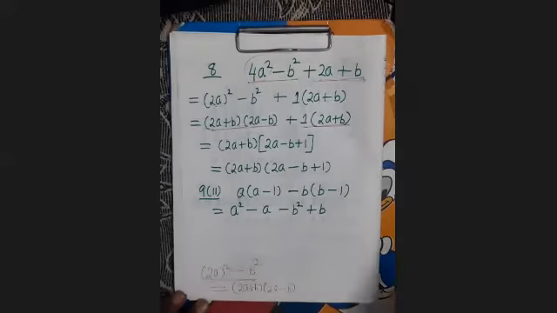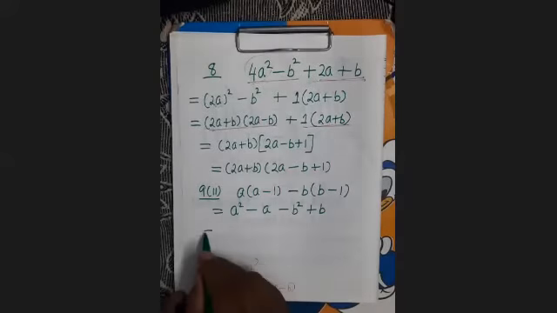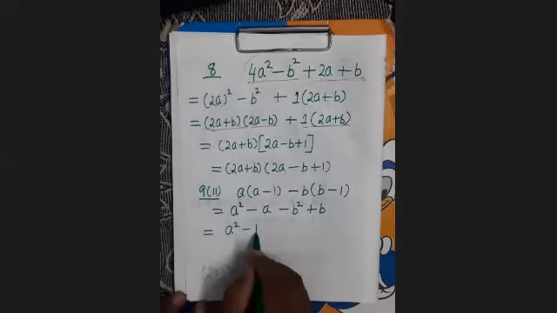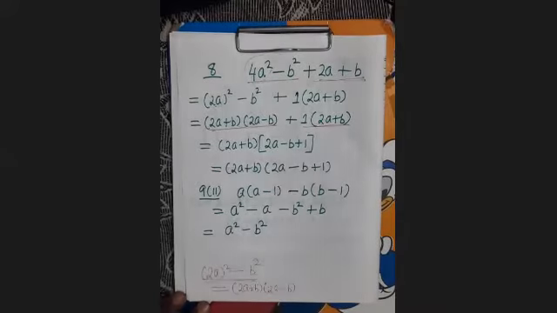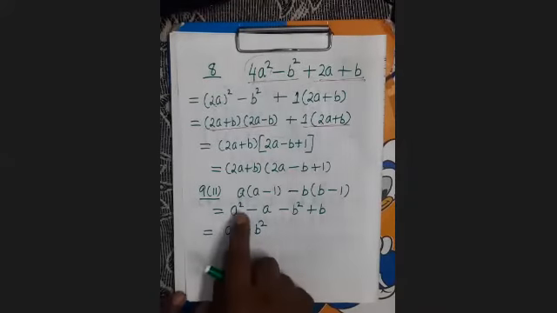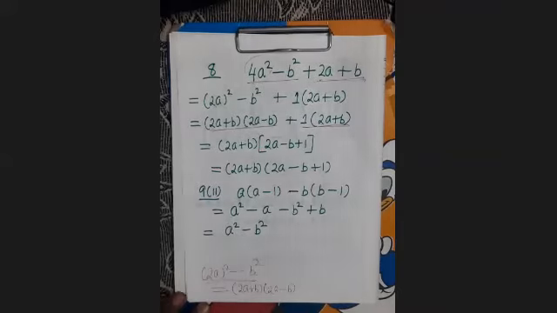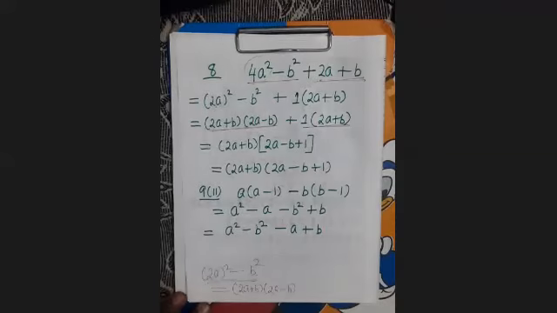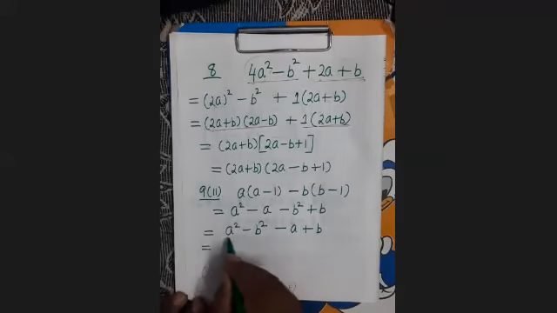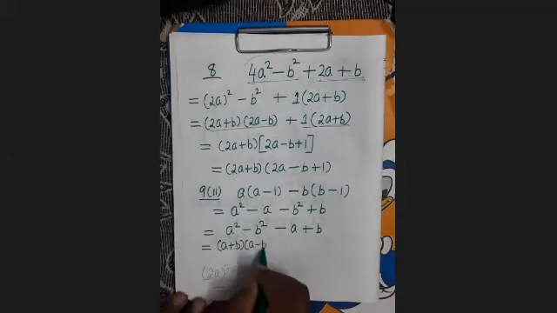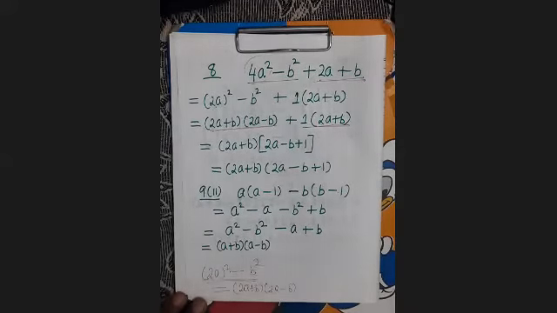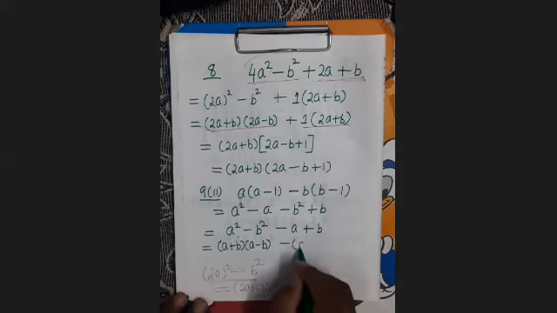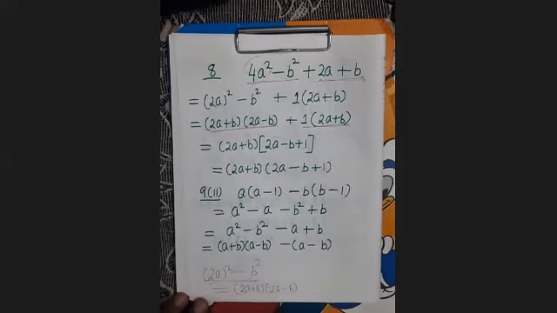It's clear? So now you can see here. This can be written as a square minus b square. You rearrange the terms. A square minus b square you write together, and then minus a plus b. What will you write? A square minus b square is a plus b into a minus b. When you take out minus common, what will you get? A minus b. Sign will be changed.